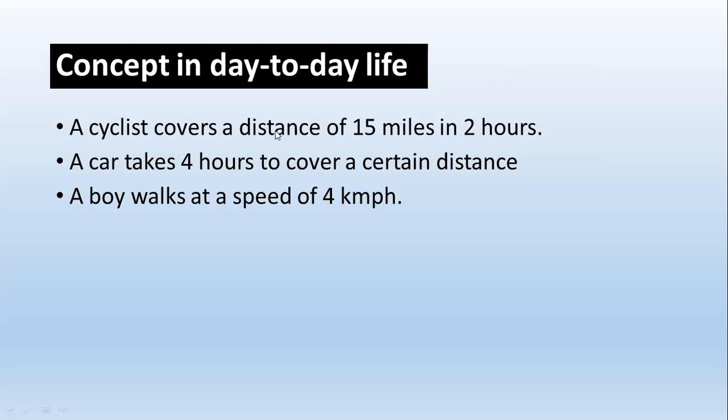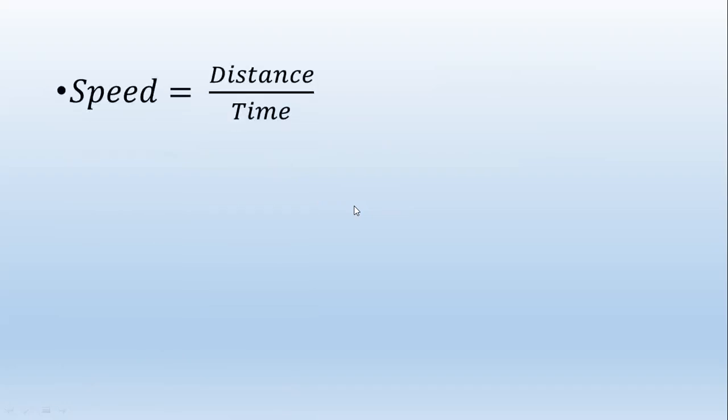Here we have a distance, a time, and a speed. The simple correlation between them is given by speed is equal to distance by time. Here, the unit of distance is kilometer or meter, and that of time is second or hour. So the unit of speed we normally use is kilometer per hour or meter per second.